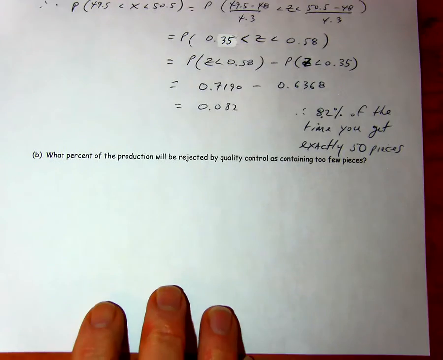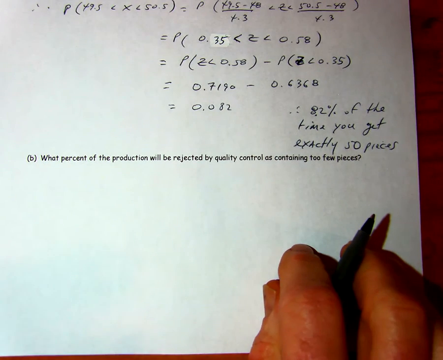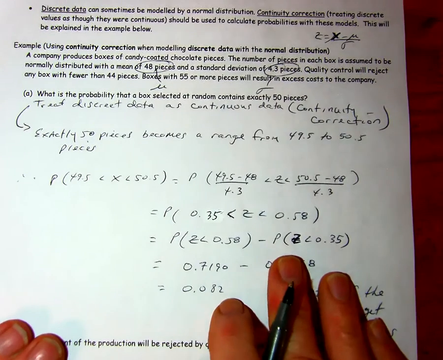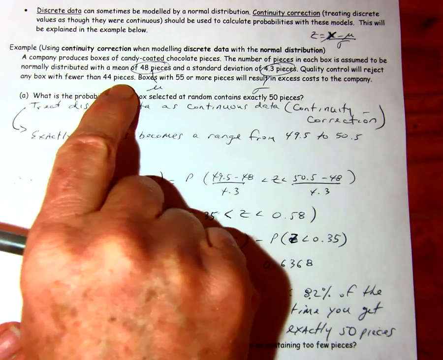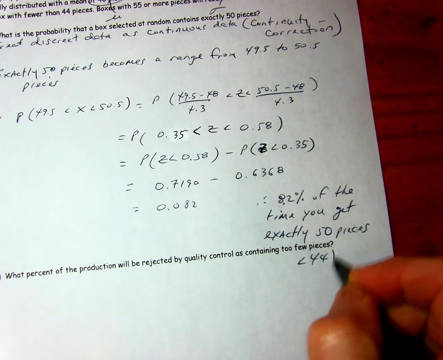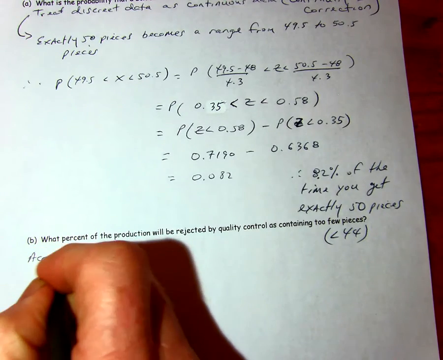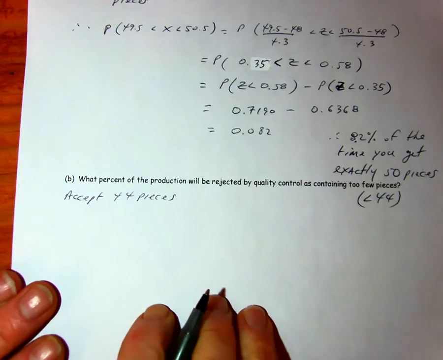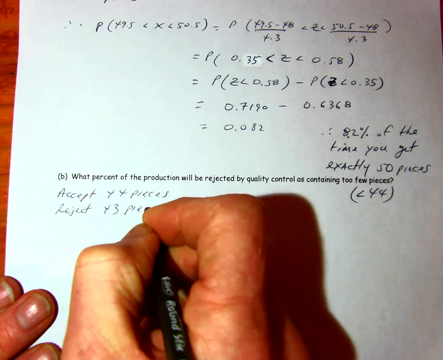What percent of the production will be rejected by quality control as containing too few pieces? So what's too few? Up here in the question, quality control will reject any box with fewer than 44 pieces. So this is less than 44. We accept 44 pieces, and we reject 43 pieces and anything lower.